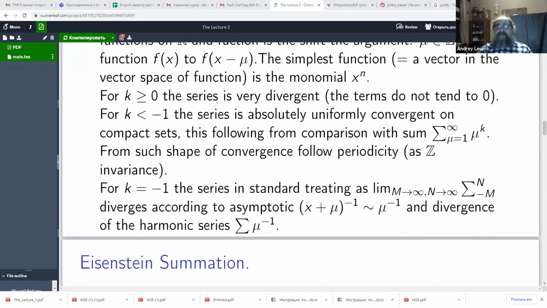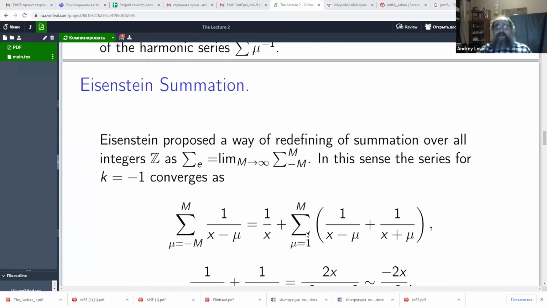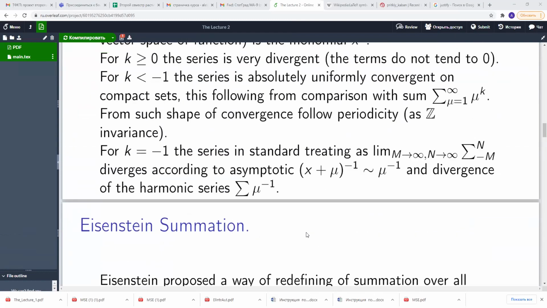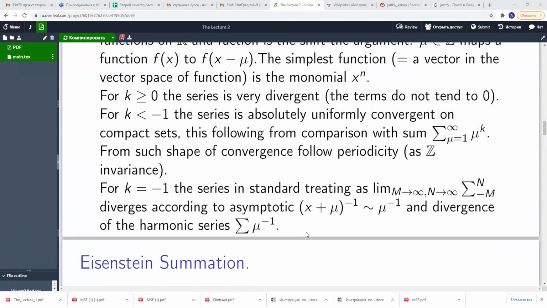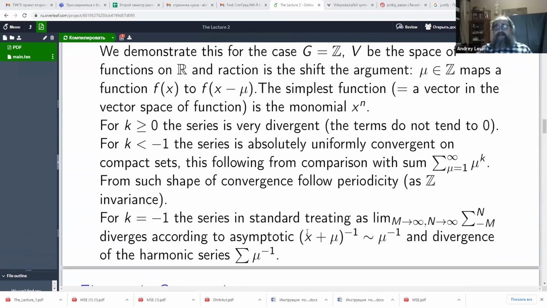A more interesting case is when k is equal to -1. Excuse me, is our vector space one-dimensional? No, of course. This is the space of all functions on the real line. Function on the real line is my vector space. Okay, I got it. Thank you.